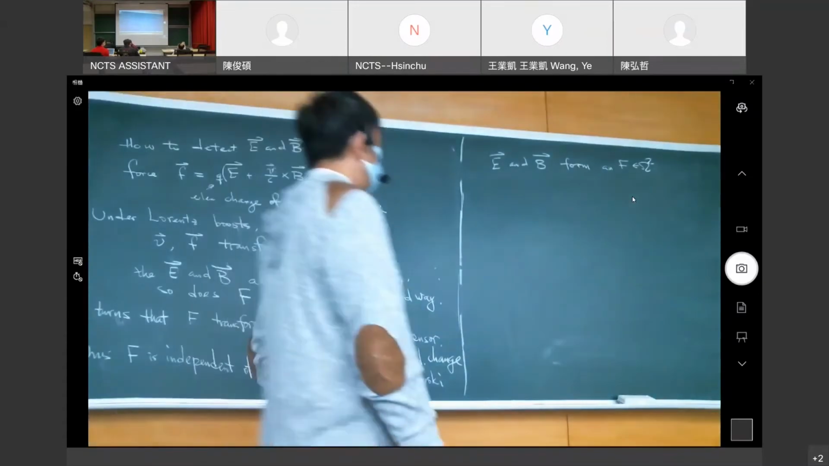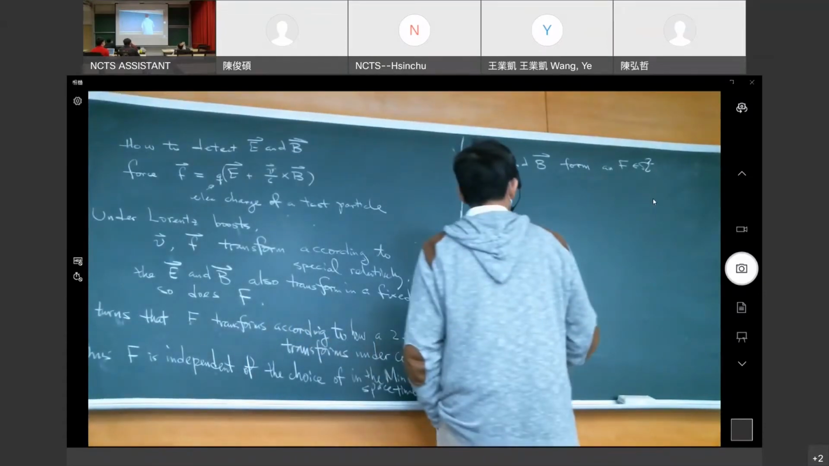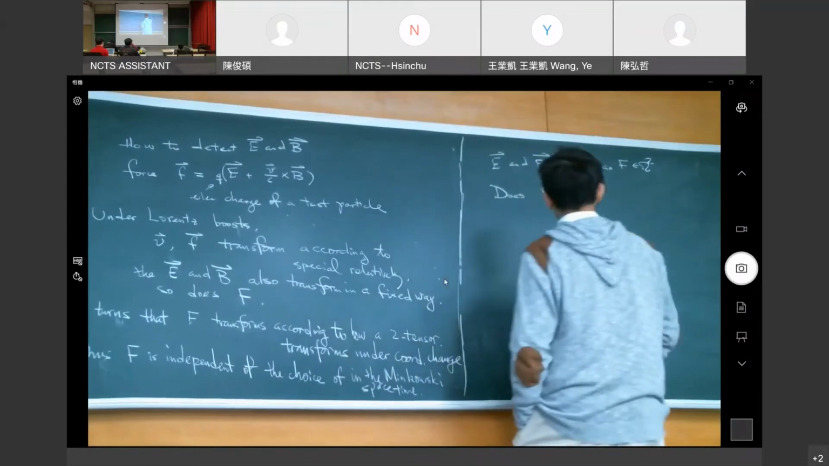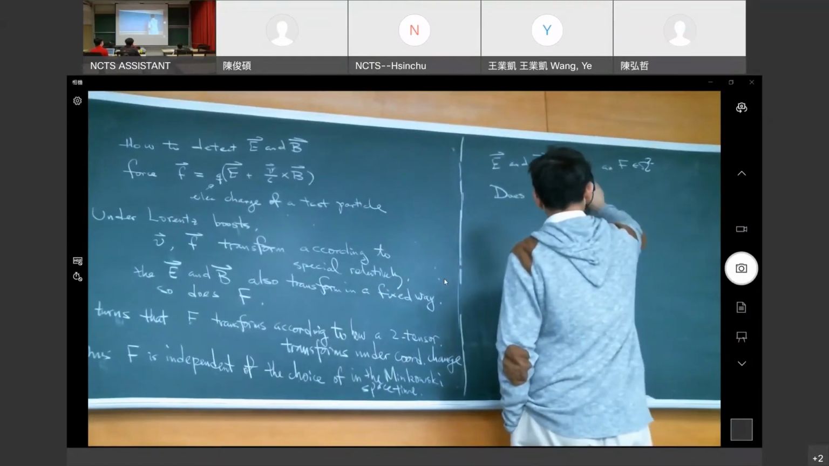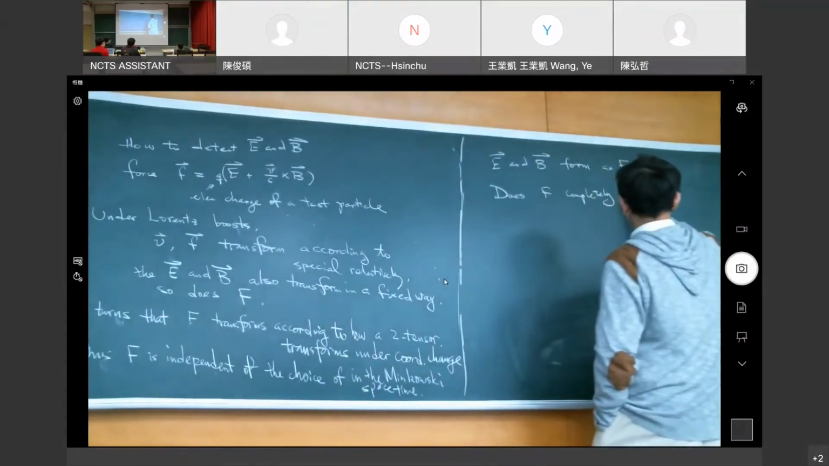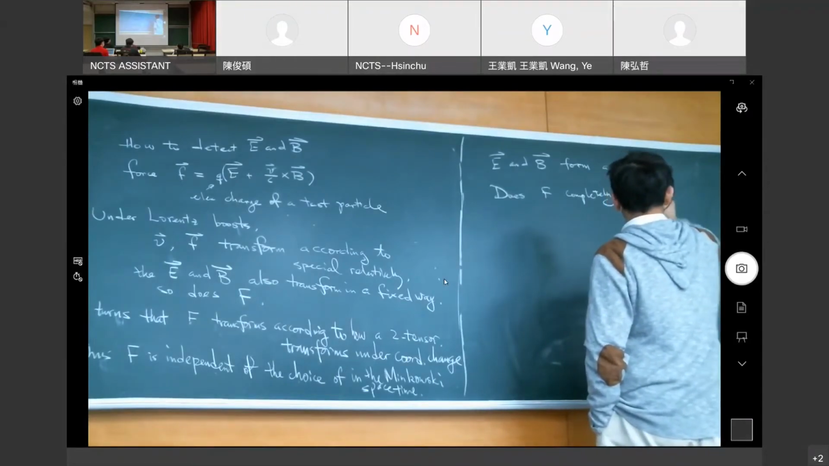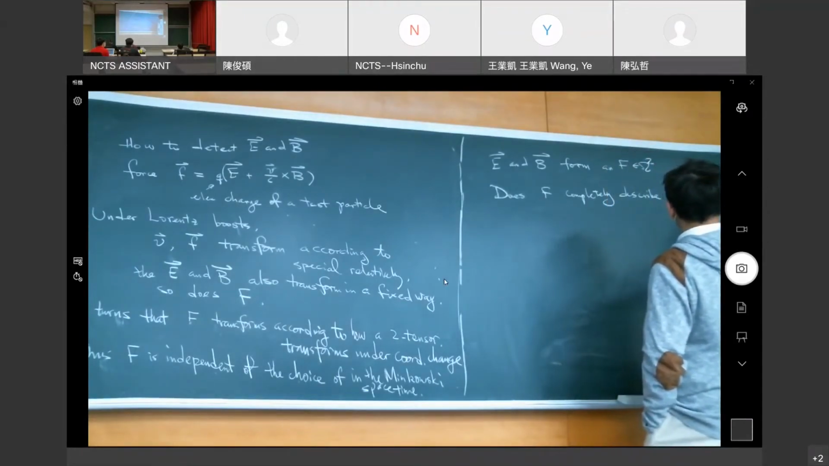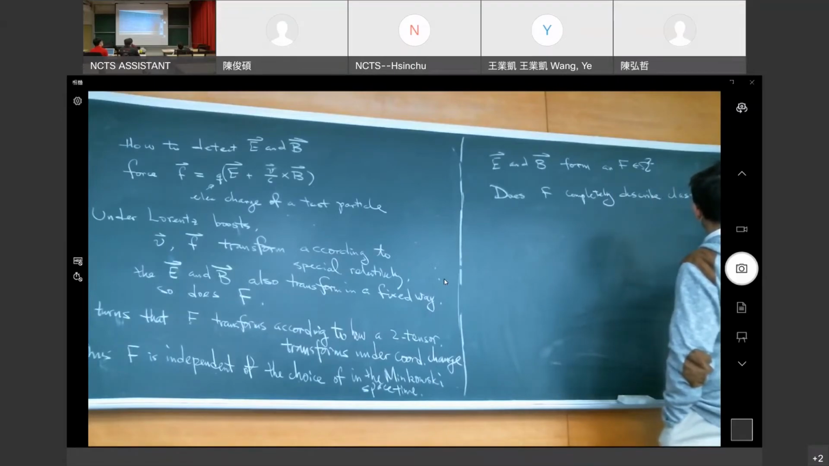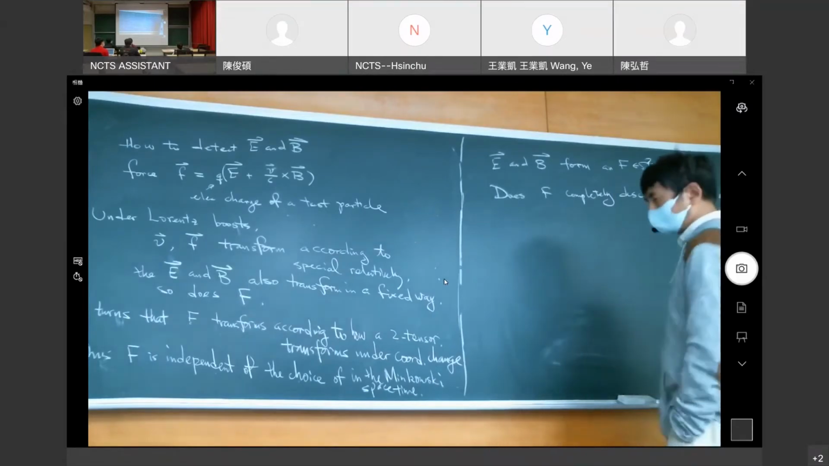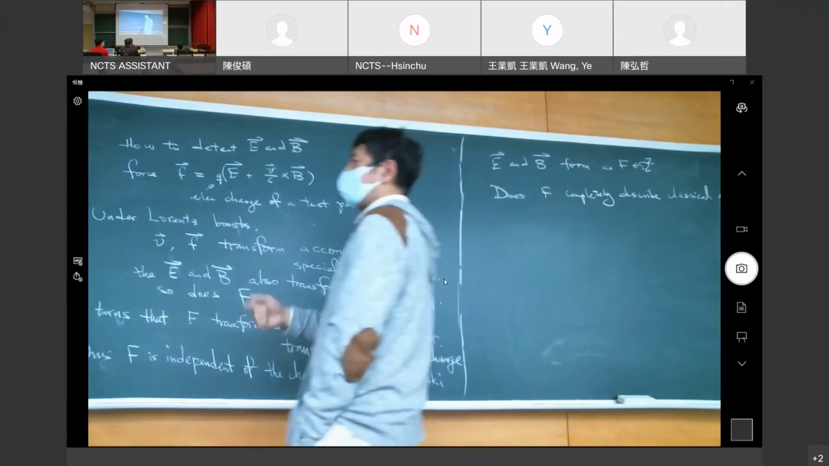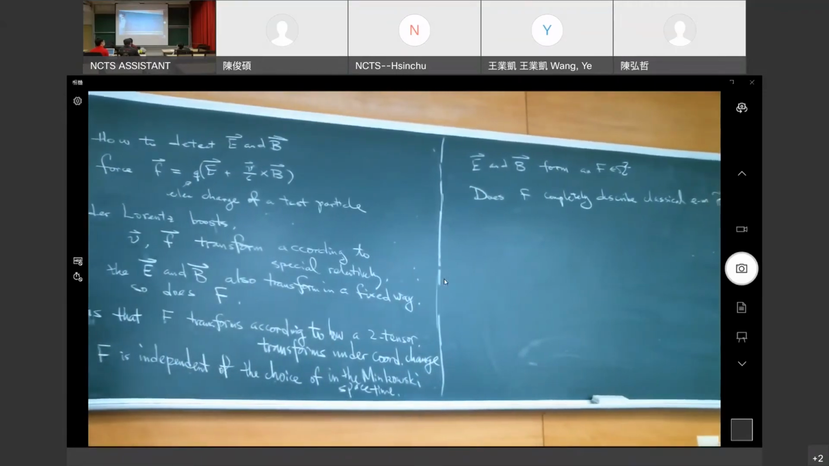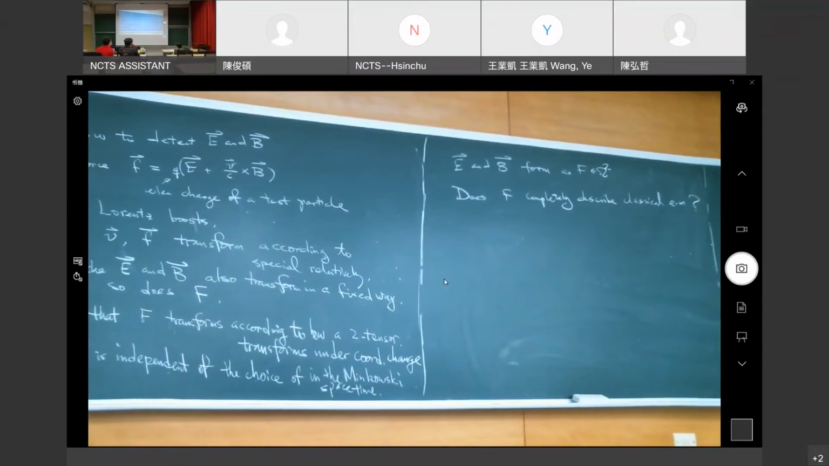the question is, does this two-form completely describe classical electromagnetism? So is it a complete description of the situation or configuration of electromagnetism?